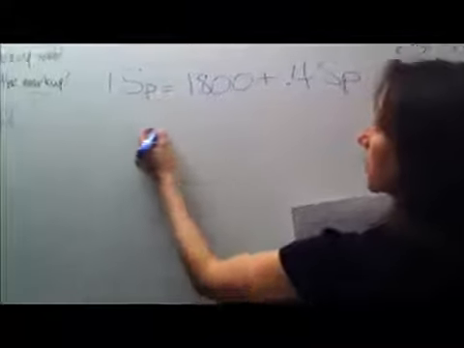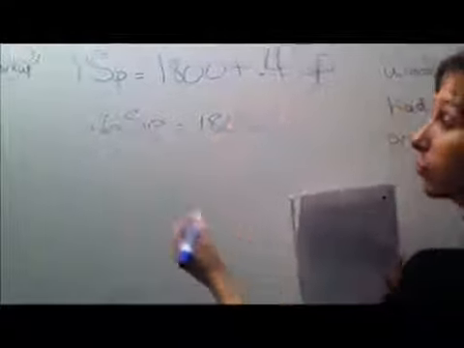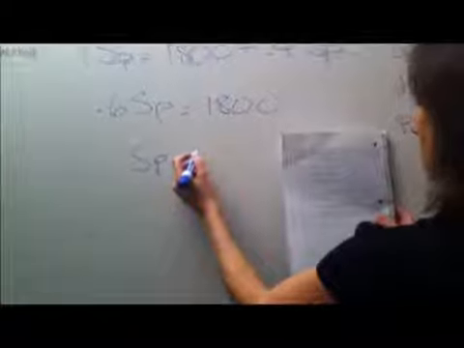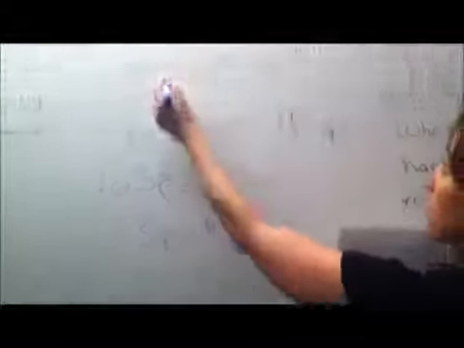And then we just subtract 0.4 from both sides. And we get 0.6. This would be 1 minus 0.4, which is 0.6 of the selling price equals $1,800. Divide both sides by 0.6 and you get the selling price equals $3,000. And that's what they're asking for. What was the selling price? And we got that the first time. Very easy, just use the formula.